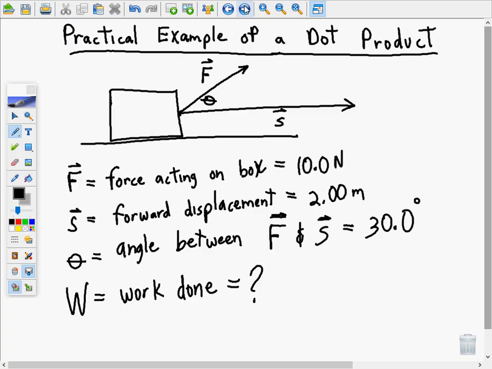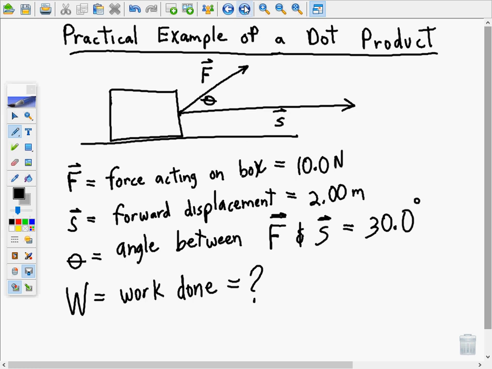But not all of F, not all 10 newtons, is pulling the box forward, yet the box is moving forward. So to calculate the work done, you can't just say 10 times 2 and get an answer of 20. That would not be the right answer.